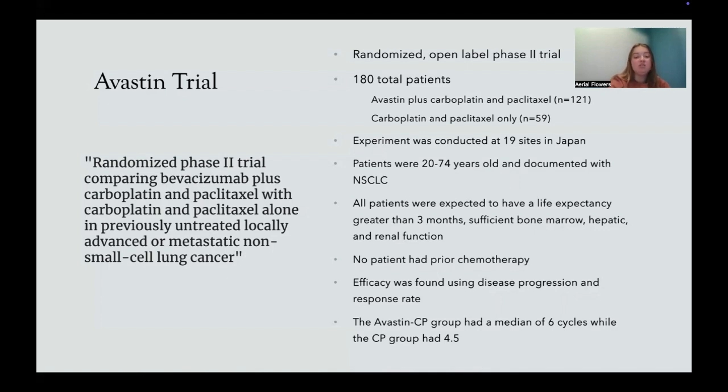The experiment was conducted in Japan at 19 sites. The patients were between the ages of 20 and 74 and were all documented with non-small cell lung cancer. All patients were expected to have a life expectancy greater than 3 months, sufficient bone marrow, hepatic, and renal function, and had no prior chemotherapy. The efficacy of the different drugs was found by looking at disease progression and the response rate. The Avastin CP group had a median of 6 cycles, while the CP group had around 4.5 cycles of chemotherapy.